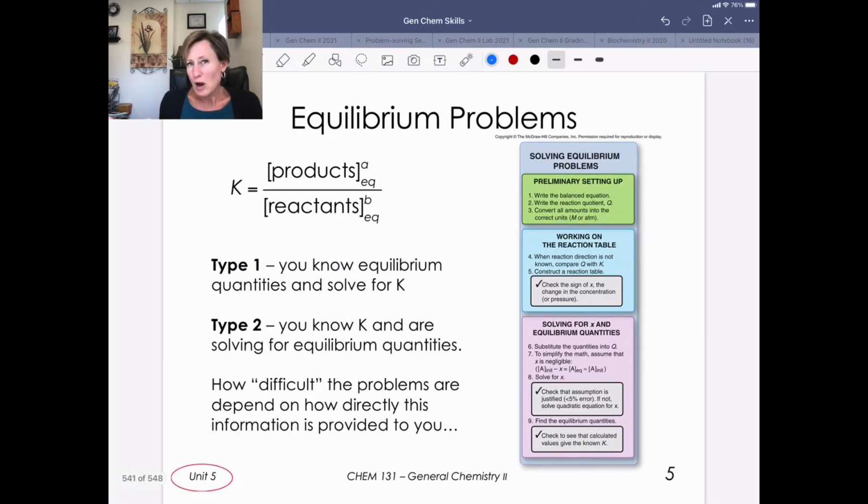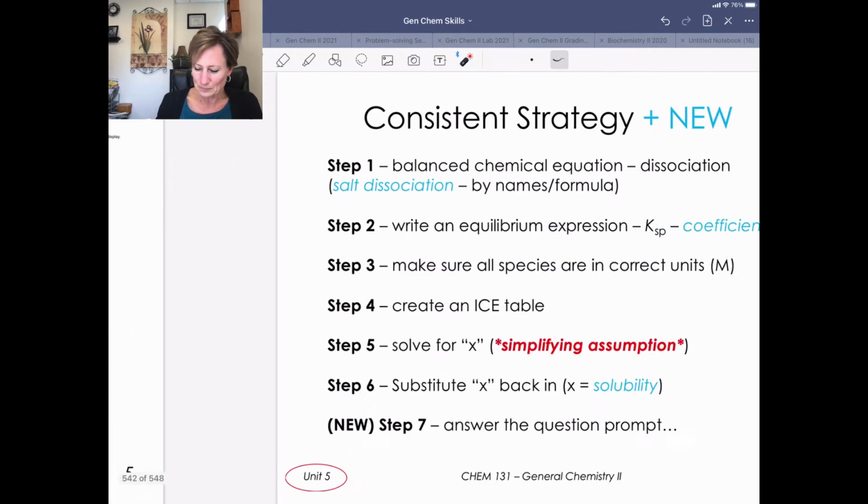All right, so these problems that we're going to work through are kind of like the equilibrium problems that we saw when we introduced them in Unit 5. I'm calling them Type 1 and Type 2. Type 1 problems are where you're solving for an equilibrium constant. Type 2 problems are where you're given that equilibrium constant and you're solving for those unknown equilibrium quantities. And just like we saw, I took this slide right from Unit 5, how difficult problems are depends on how directly all of this information is given to you.